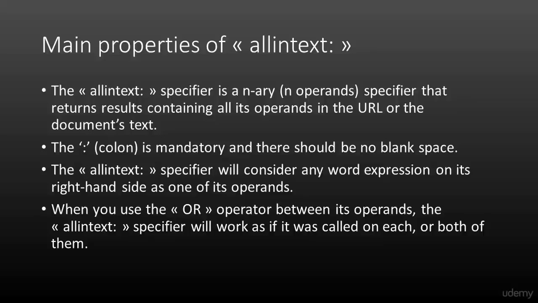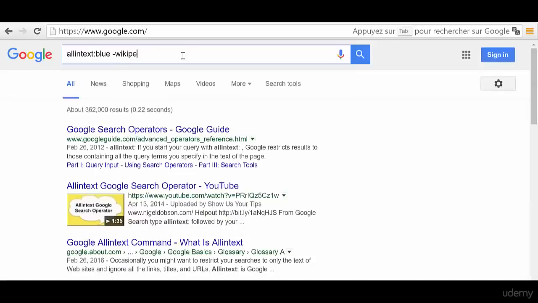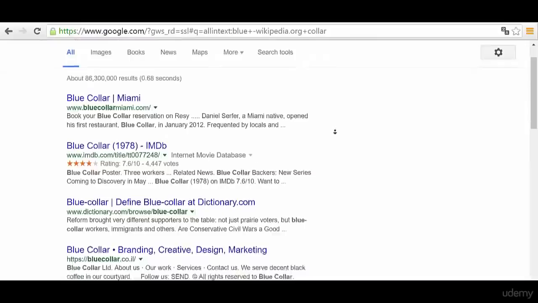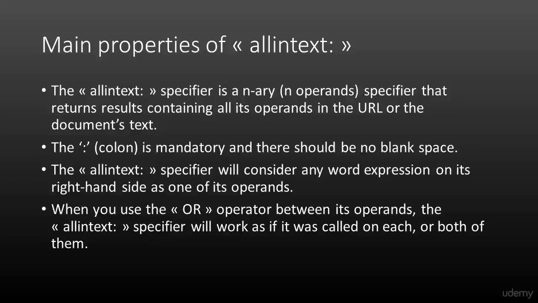The all in-text specifier will consider any word expression on its right as its operand. When you use the OR operator between its operands, the all in-text specifier will work as if it was called on each of them or both of them.